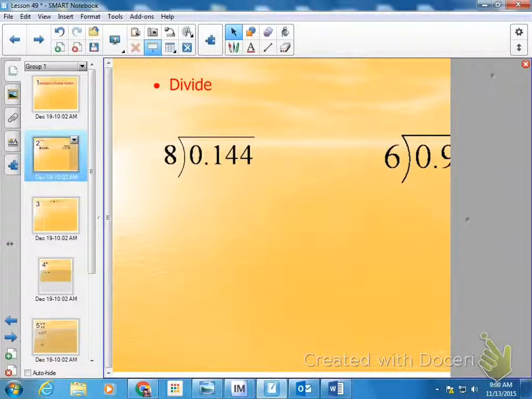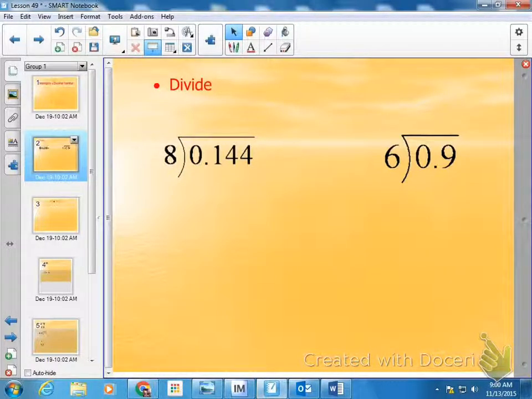Okay, and so let's look at this next problem over here. We have 6 going into 9/10. I don't have a decimal in my divisor, so I just bring that decimal up. I want you to bring that decimal up too. So I bring it up right where it is, and then I do my normal division. 6 will not go into 0. 6 will go into 9. How many times? 1 time. Minus 6 leaves me with 3.